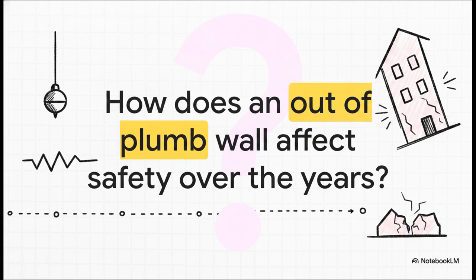Imagine a builder decides to just skip using a simple alignment tool, like a plumb bob, and just eyeballs it to see if a wall is straight. What's the real technical risk there? Well, if that wall is even slightly out of plumb, meaning it's not perfectly vertical, how might gravity silently exploit that tiny little error over the years? Could it eventually compromise the entire building's safety? It just goes to show you, in construction, every single millimeter literally counts.